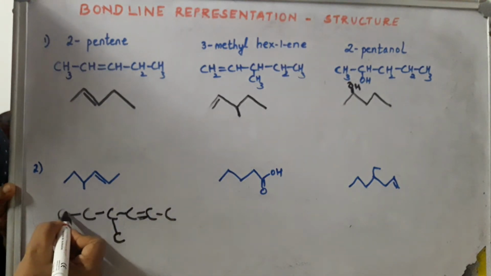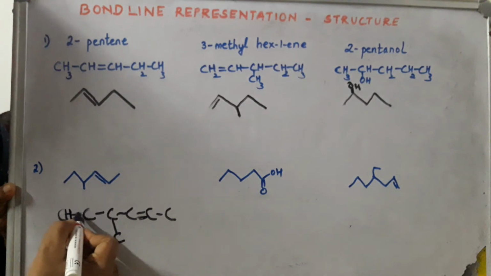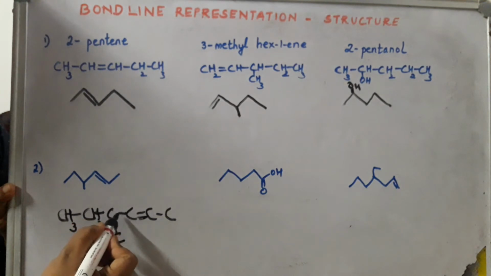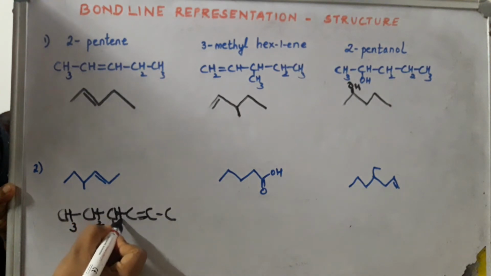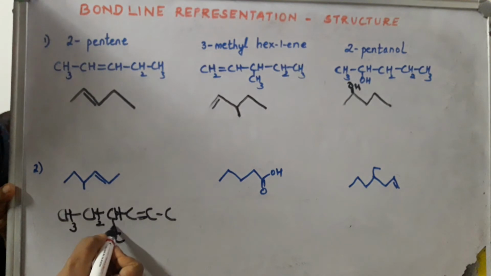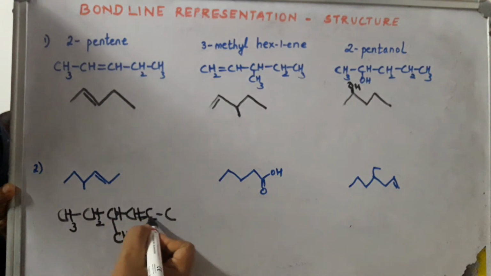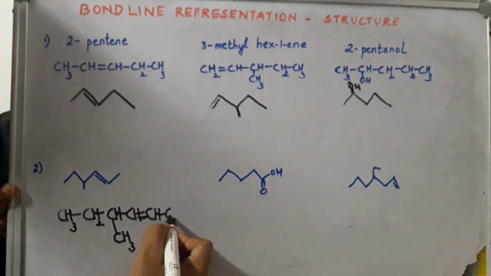Now put the necessary hydrogen. 1 bond is there, so put 3 more hydrogen. 2 bonds are already there, put 2 more hydrogen. 3 bonds are already there, so put only 1 hydrogen. This carbon has 1 bond, so 3 more hydrogen. 3 bonds are there, give 1 more hydrogen. 3 bonds, so 1 more hydrogen here. And the last has only 1 bond, give 3 more hydrogen.